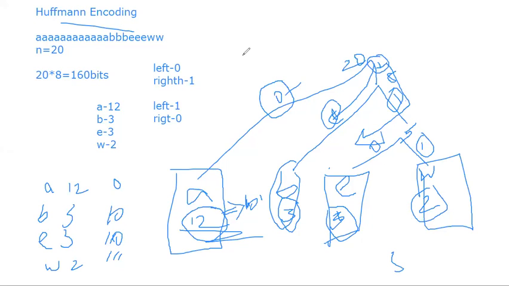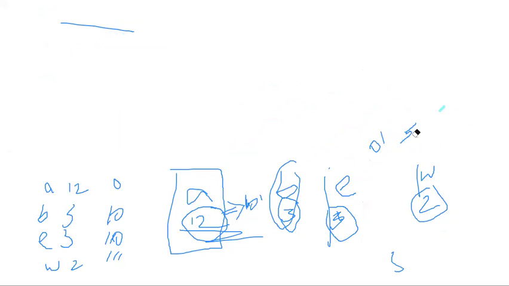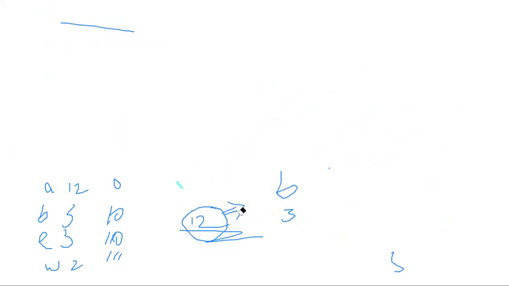So how do we calculate this data? Now, let's see. We have this table right here with frequency and code. Initially, let's consider A, which has the frequency 12, and the number of bits here is just 1 bit, which is 0.